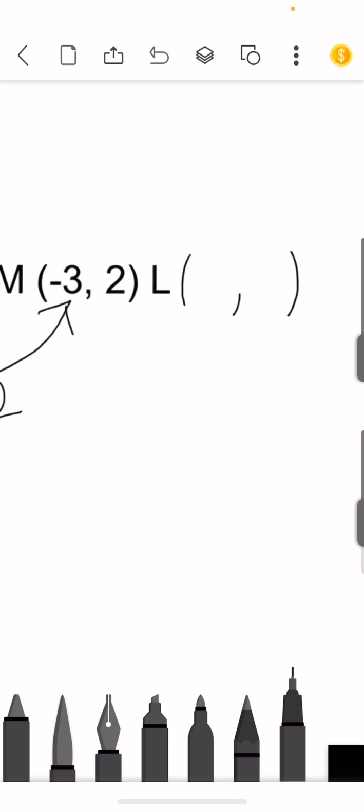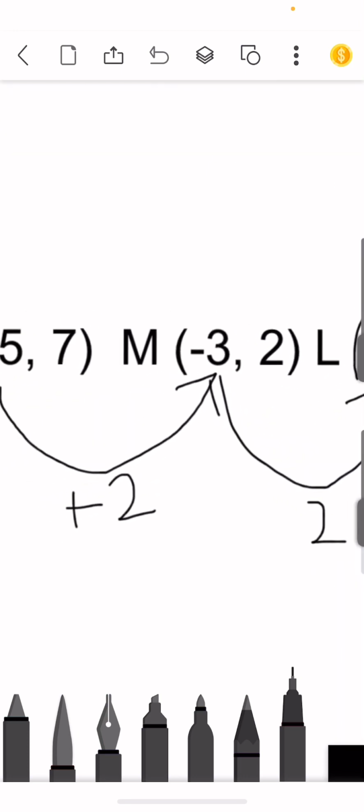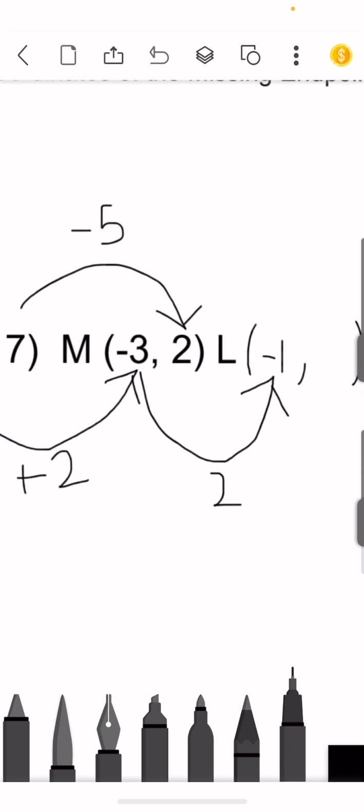You have to repeat the same process for the middle coordinate. And then negative 3 plus 2 is negative 1. And that's our x. Now we go into the y. 7 goes into 2 by taking away 5. So 7 minus 5 is 2.